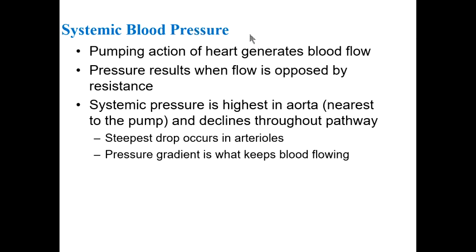So the steepest drop in pressure we're going to see will be in the arterioles, and then the pressure gradient is what keeps the blood flowing. That just means as we travel throughout the circuit, pressure gets lower and lower, and blood will travel from high pressure to low pressure, which is why that blood will be able to complete that circuit.